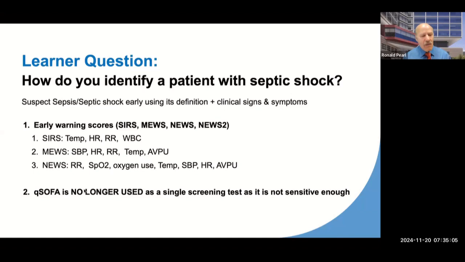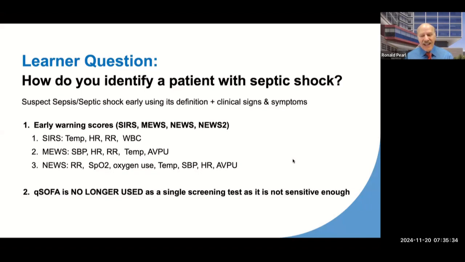At the bottom here is the comment about the qSOFA score. The qSOFA score was developed as a very, very simple system. It only has 3 components, and you get a point for each of them, one being that the Glasgow Coma score is not normal, it's less than 15. Second being a respiratory rate of 22 or above. The third being a systolic blood pressure of 100 or below.